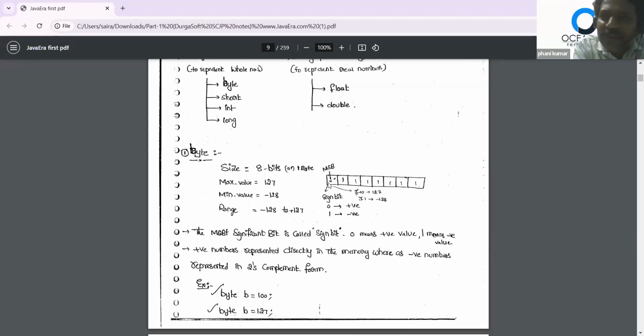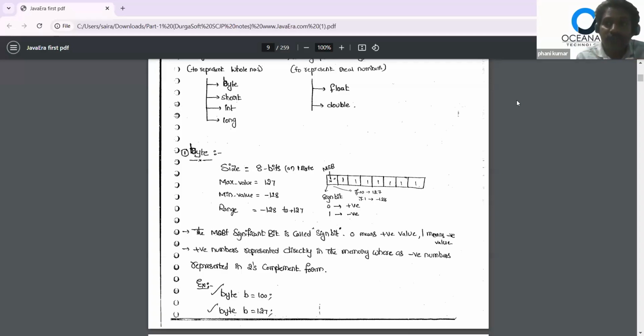What is the purpose of the MSB? What is meant by sign bit? I have explained, we are discussing the integral type. Integral type means numbers. In numbers, we have two types of numbers: positive numbers and negative numbers. That means positive is one sign and negative is another sign. So, for example, 10 is different from -10.